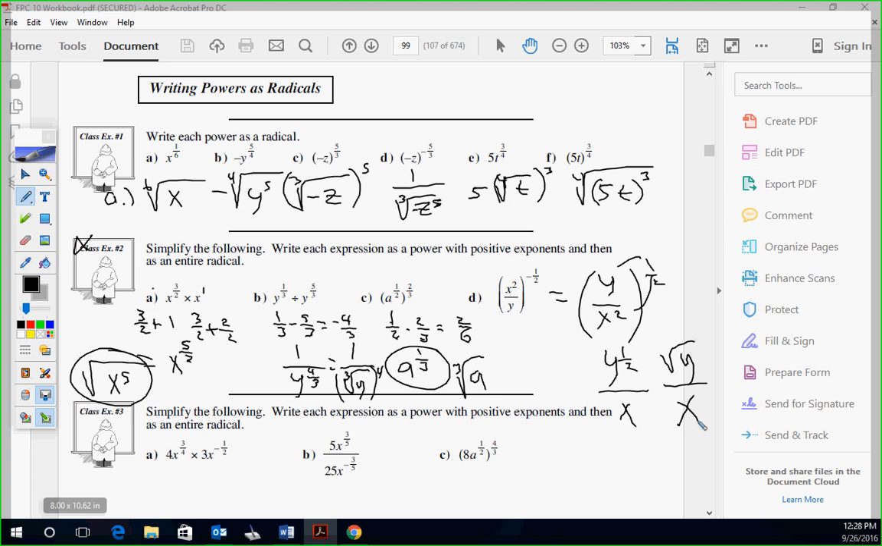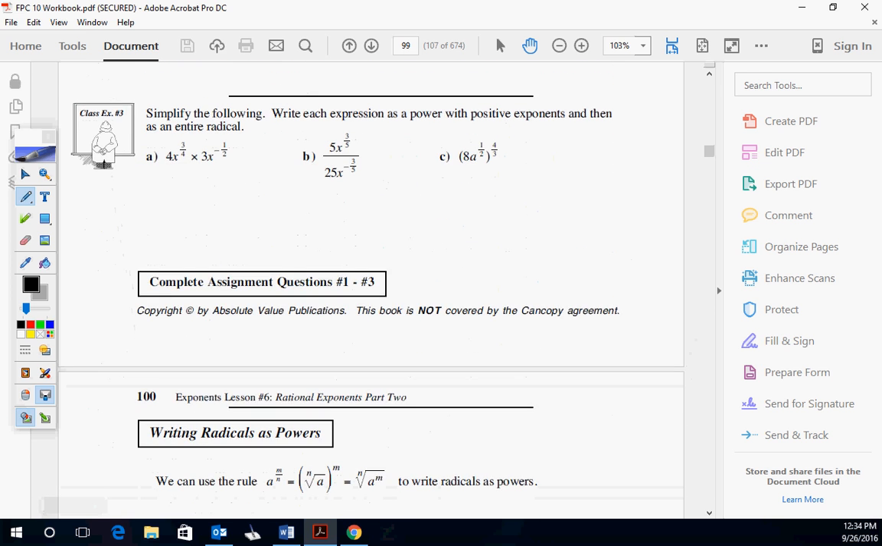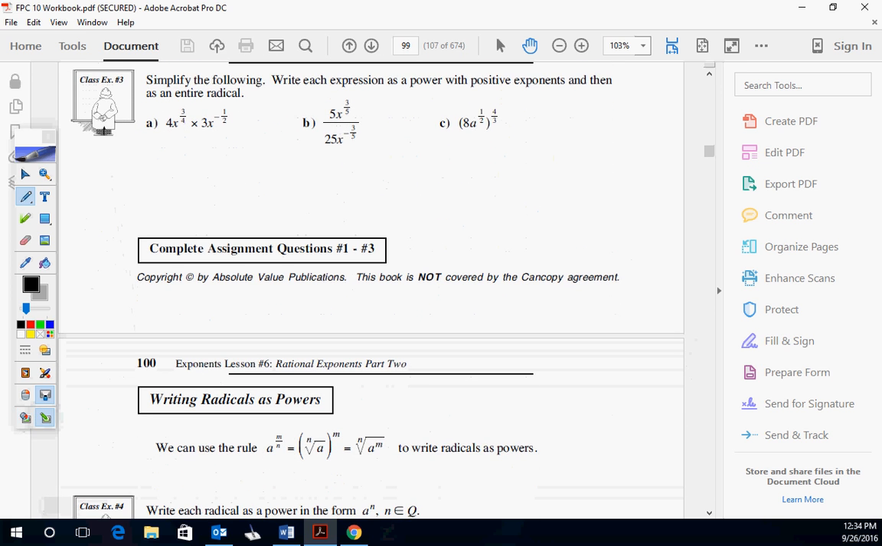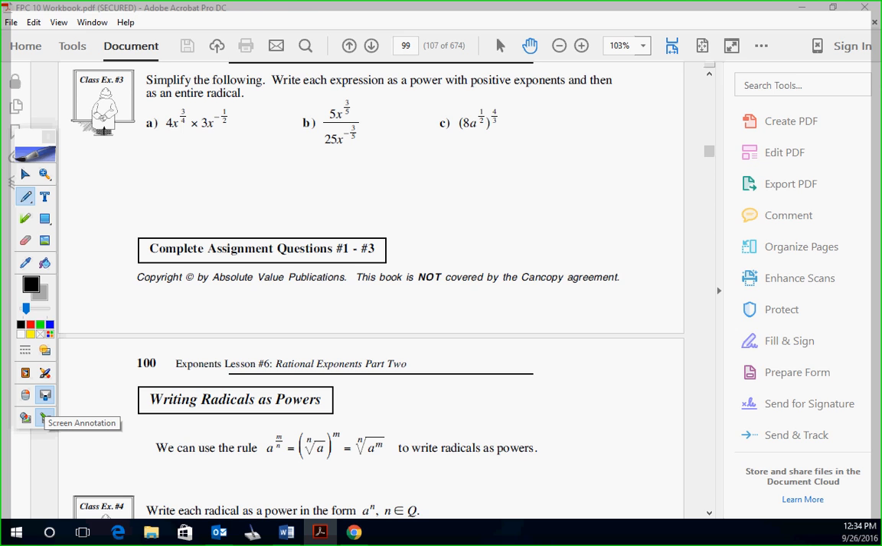Okay, like I said, relatively short lesson. We have 7 example sets. So we're just going through a bunch of examples, which probably some of you guys wanted anyway, so that's good. All right, let's do this last section, the first page. To simplify the following, write each expression as a power with positive exponents and then as an entire radical. Okay, so let's go ahead and do these.